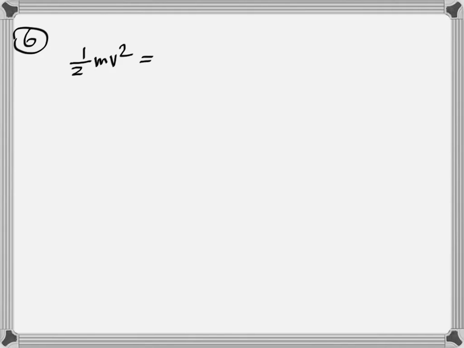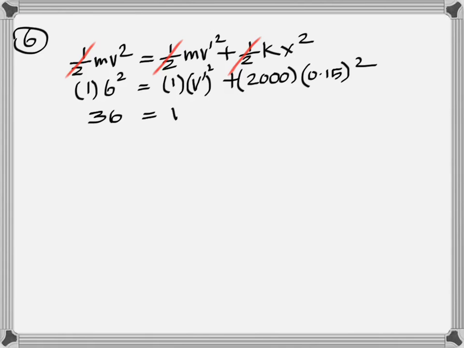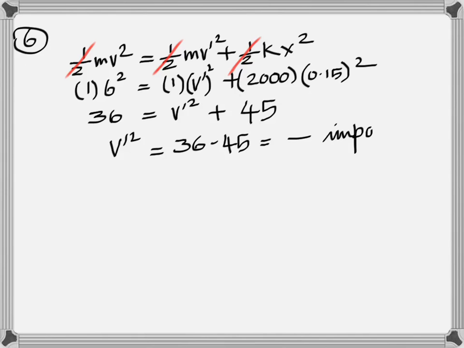In number 6, the kinetic energy far away from the spring should be equal to the sum of the new kinetic energy plus the potential energy of the spring. The halves are crossed out, and if you take the mass as 1 kilogram, then obviously you get 36 is v prime squared plus 45. That gives you 36 minus 45, which is negative, and that's impossible.